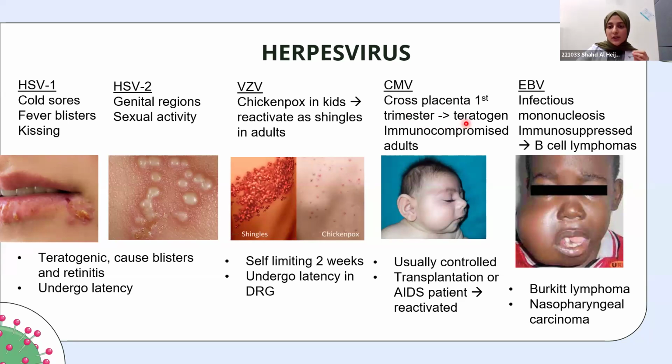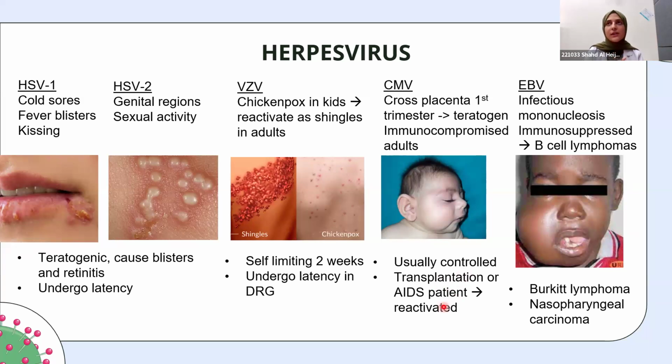So, when it crosses the placenta, it can give this appearance for the baby. They will have microcephaly, they will have calcifications in their brain, and it will cause basically problems with their development. This is the first case where CMV is significant. Second case is in immunocompromised adults. Who are immunocompromised basically? Transplantation or AIDS patients. In transplantation or AIDS patients, the previously controlled CMV infection can get reactivated and it will cause serious disease.